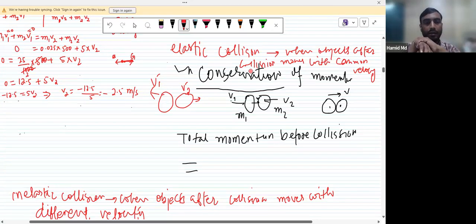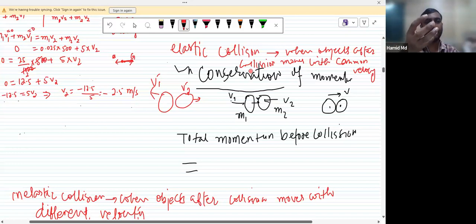Riyaz, concept is clear? Yes, sir. Then tell me what is elastic collision? Yes, sir. When objects after collision move with common velocity. Any example? Sir, clay when it is going. I forgot.